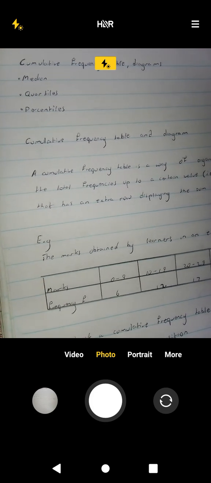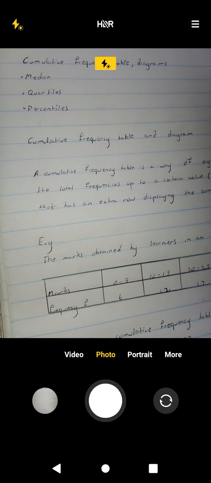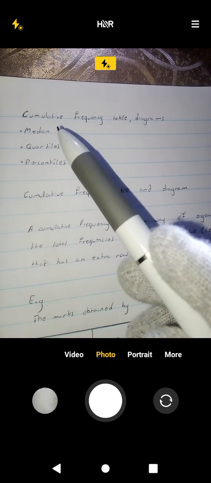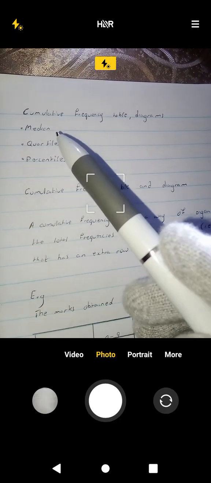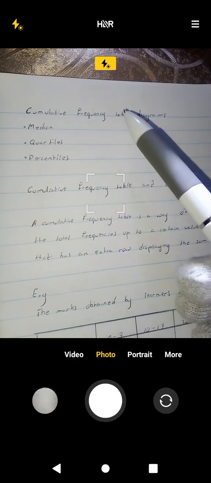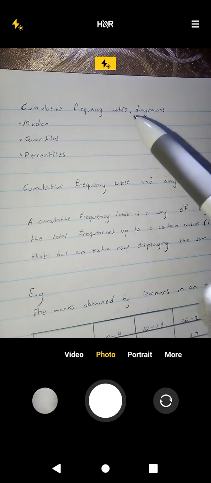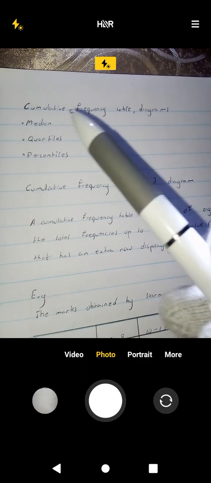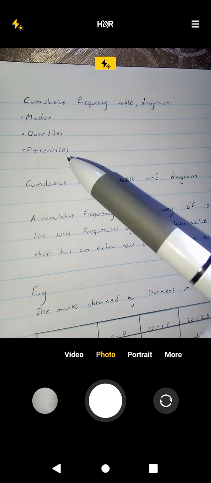Hello. Okay, so today we'll be doing cumulative frequency, whereby we shall draw a cumulative frequency table and then draw a cumulative frequency diagram, and then from this cumulative frequency diagram find the median, the quartiles, and the percentiles.